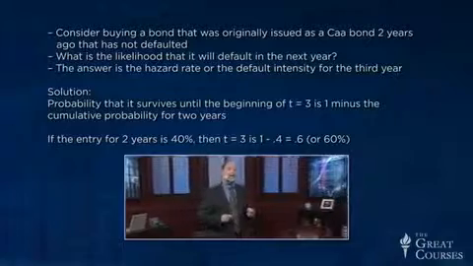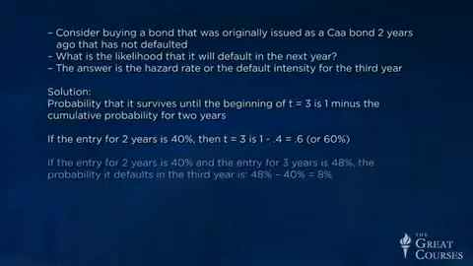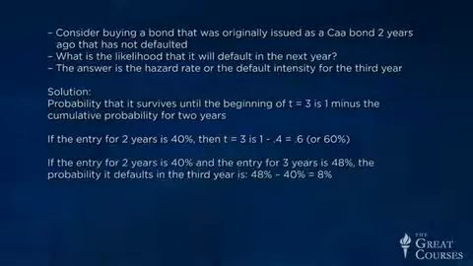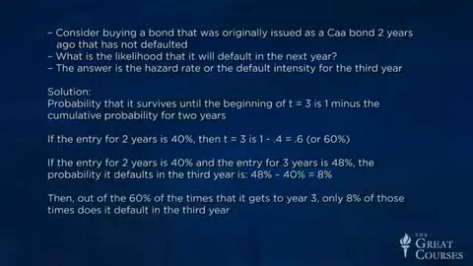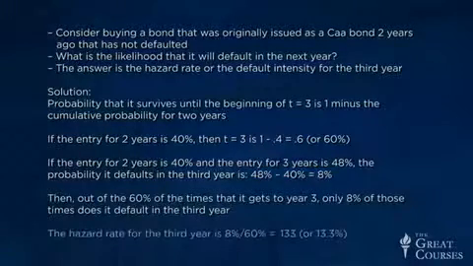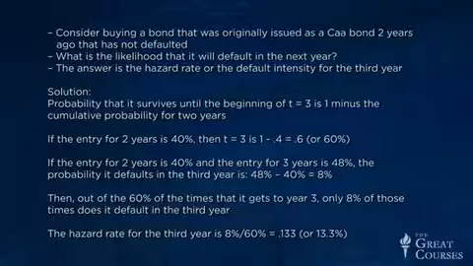And what is the probability that it defaults during the third year? If the entry for 2 years is 40% and the entry for 3 years is 48%, then the probability it defaults in the third year is simply the marginal probability. It's 48% minus 40%, which is equal to 8%. Then, out of the 60% of the times that it gets to year 3, only 8% of those times does it default in the third year. That is, the hazard rate for the third year is 8 divided by 60, or 0.133, or 13.3%.